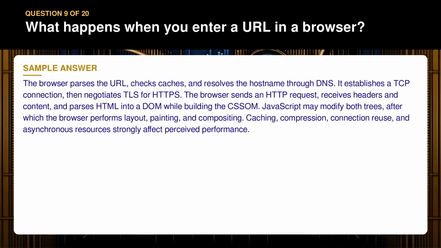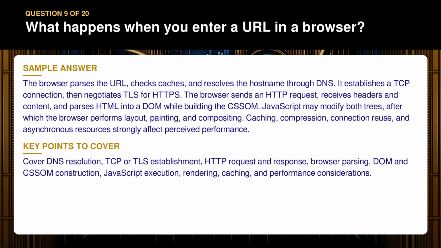The browser parses the URL, checks caches, and resolves the hostname through DNS. It establishes a TCP connection, then negotiates TLS for HTTPS. The browser sends an HTTP request, receives headers and content, and parses HTML into a DOM while building the CSSOM. JavaScript may modify both trees, after which the browser performs layout, painting, and compositing. Caching, compression, connection reuse, and asynchronous resources strongly affect perceived performance.